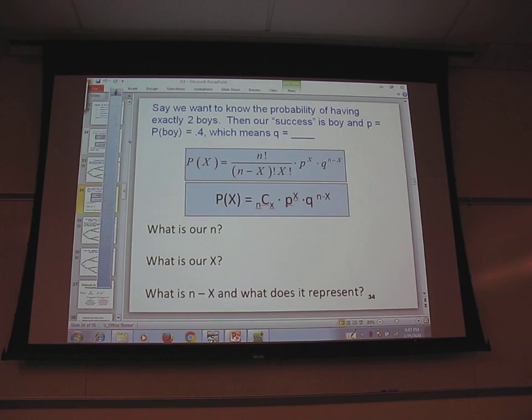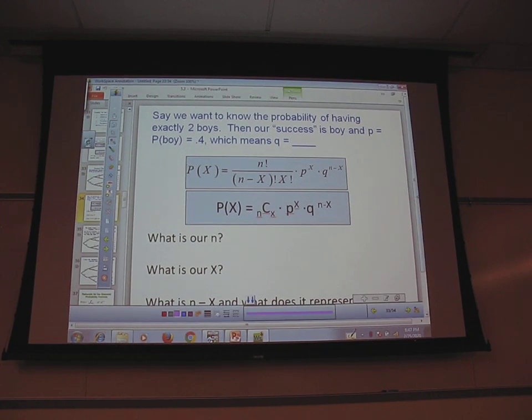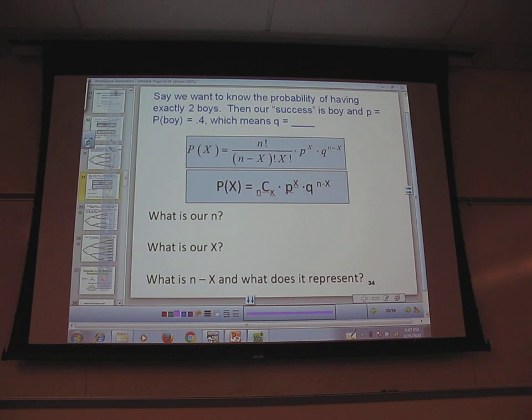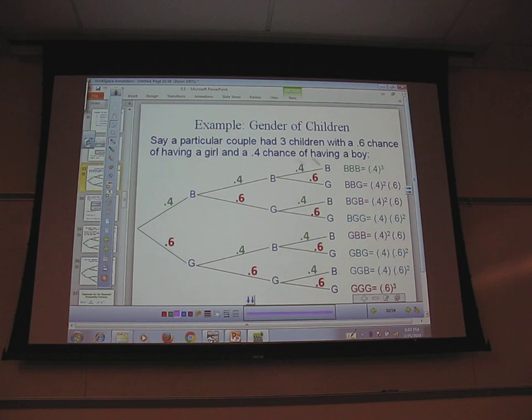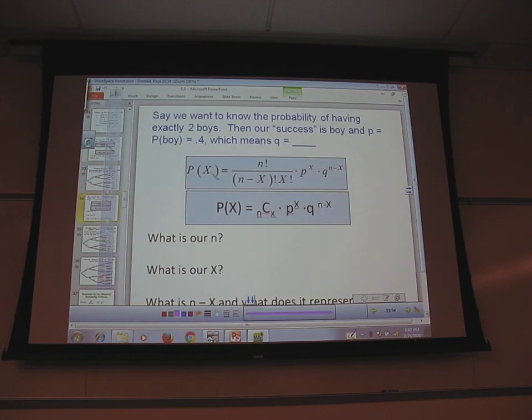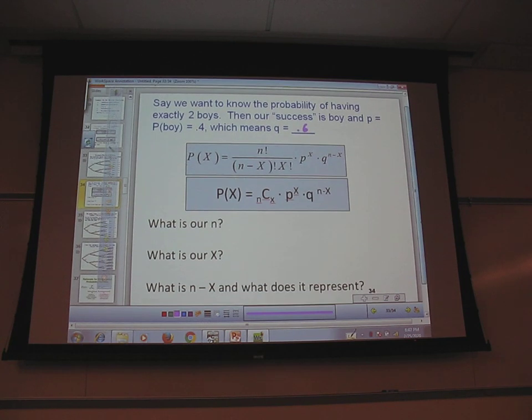Okay, so let's go ahead and move on from that. So here, we have the probability of having exactly 2 boys. I want exactly 2 boys, so our success would be a boy. So what would little p be? 0.4, having a boy. Success would be having a boy. Good. Which means q is 0.6, because those have to add up to 1 or 100%.